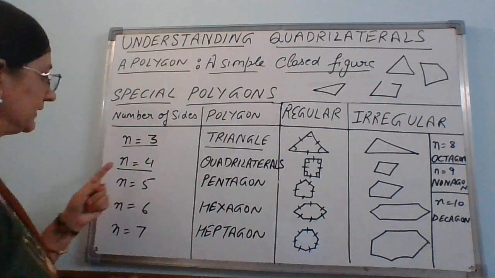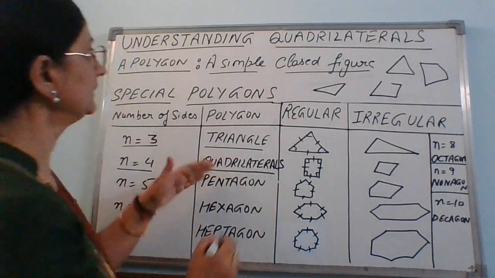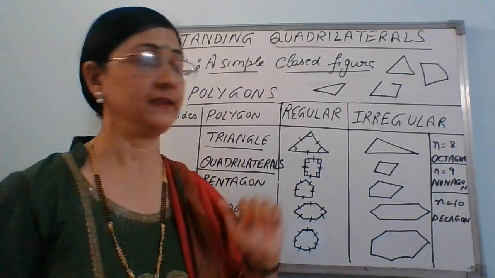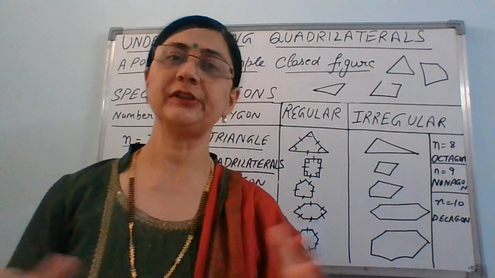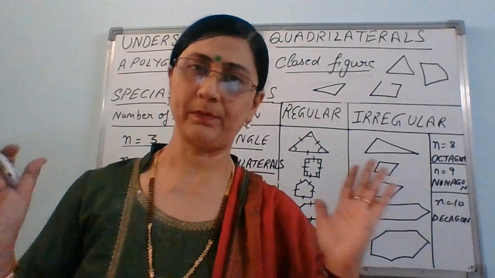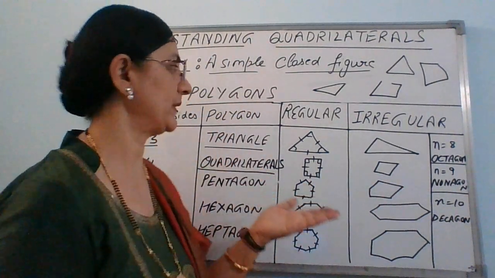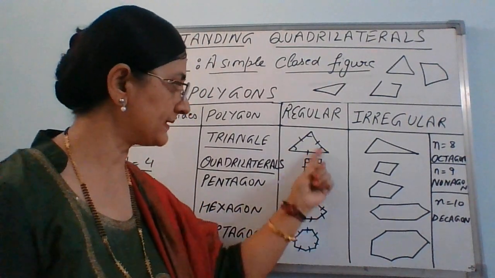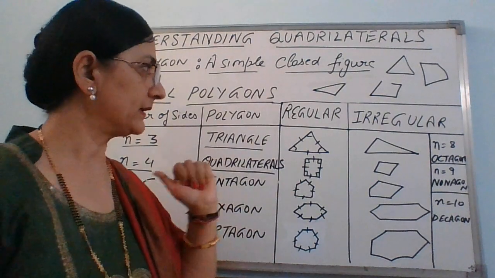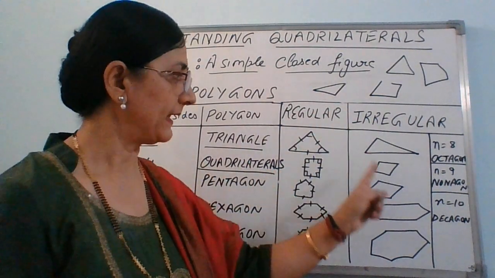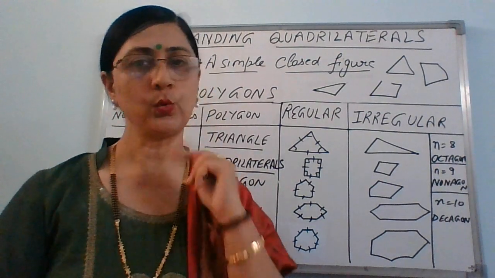Then comes the number of sides 4; they are called quadrilaterals, which is also the name of the chapter. So we will be studying in detail the different types of quadrilaterals and their properties, right? Quadrilaterals, four-sided figures, I've taken as a square because a square is regular. It has all sides equal, all angles equal. So a square is a regular polygon, a regular quadrilateral, and I've drawn the irregular one also, having 4 sides, meaning quadrilateral.